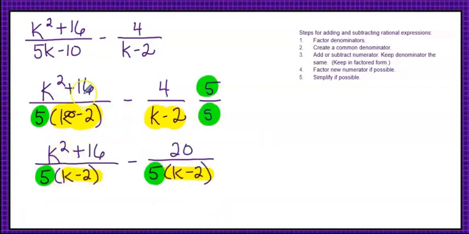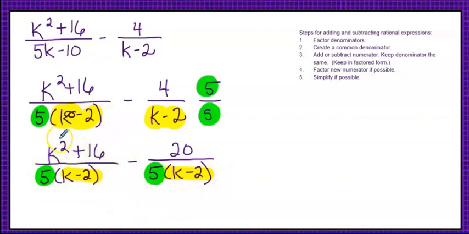So here's what I did. I rewrote the first fraction, the one on the left, and the second fraction, I multiplied the 4 times the 5, and then I multiplied the 5 times the k minus 2. You can keep it like that. You don't multiply that 5 into there. You don't have to do that. So now you see both denominators have both green and yellow, so they have their common denominators.